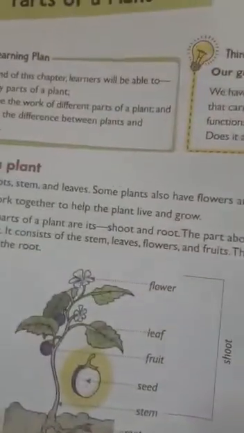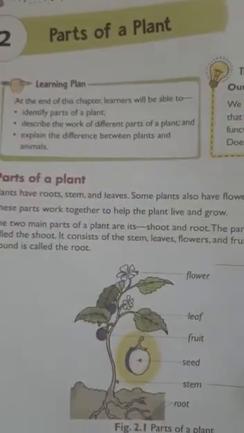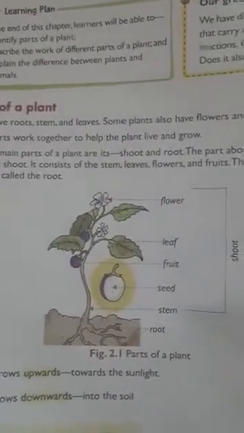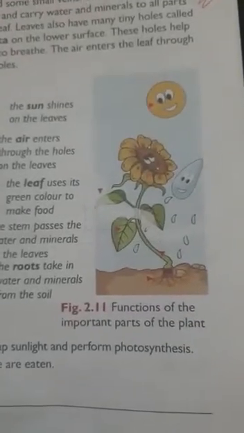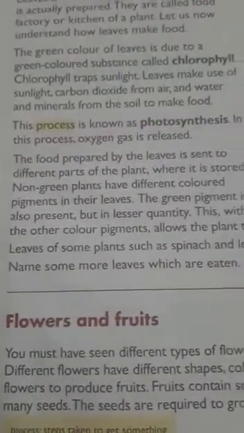This is lesson number 2, parts of a plant, part 3. In the previous two videos, we have studied about parts of a plant as root and shoot, and in that we have studied the functions of root, functions of stem, and functions of leaves. In the functions of leaf, we have studied in detail about process of photosynthesis. So in today's video, we shall be discussing about flowers and fruits.